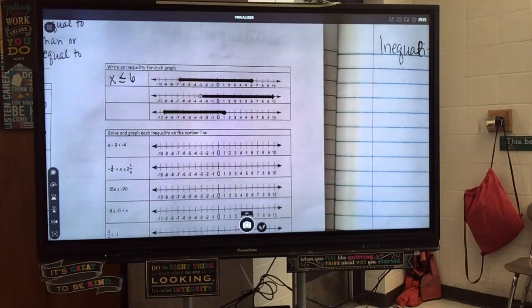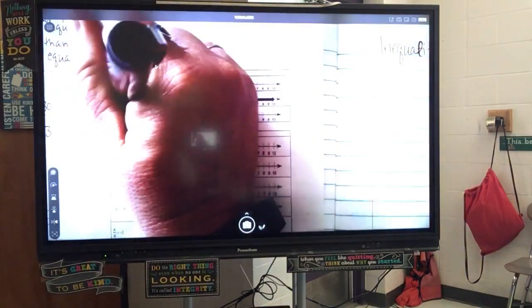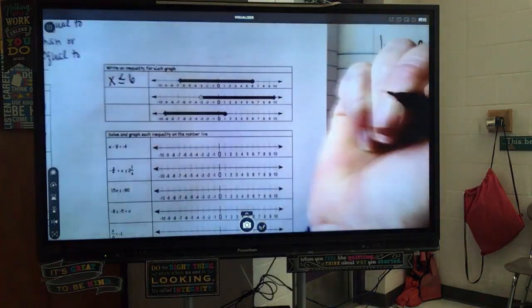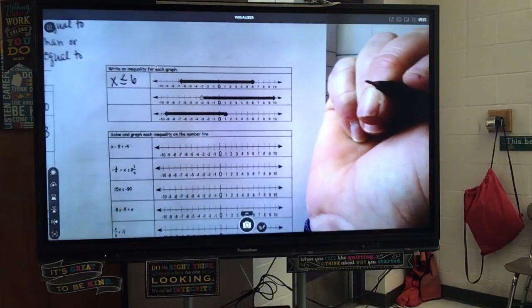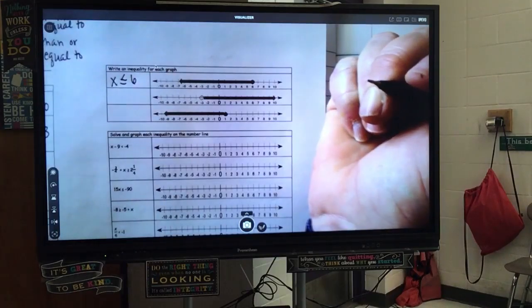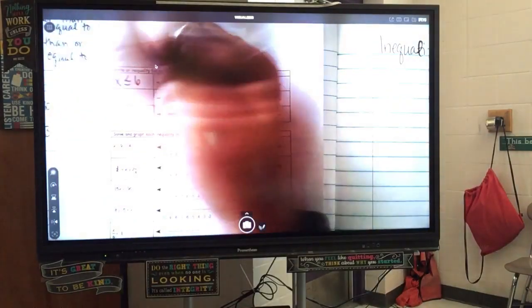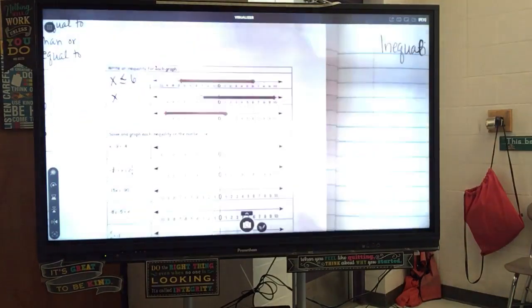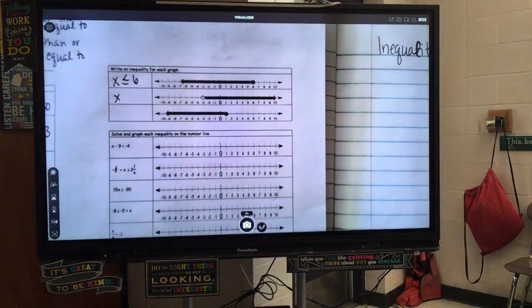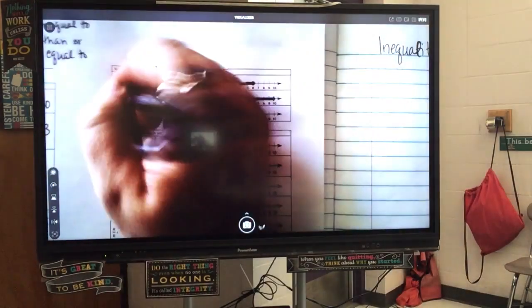Tell me if it's going to be greater than, less than, greater than or equal to, or less than or equal to. Caleb, it would be less than. Wait, no, that would be to the right. So are you putting x to the left or to the right? X is to the left. Okay. X is greater than negative.